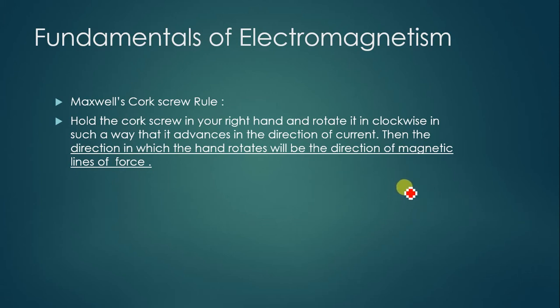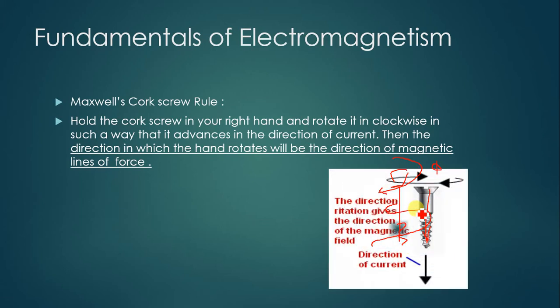For example, you have a corkscrew that you are rotating in a clockwise direction using your right hand. The direction of current is in this direction. At the same time, the magnetic lines of force or flux will be in this direction. So it will be surrounded by that screw.